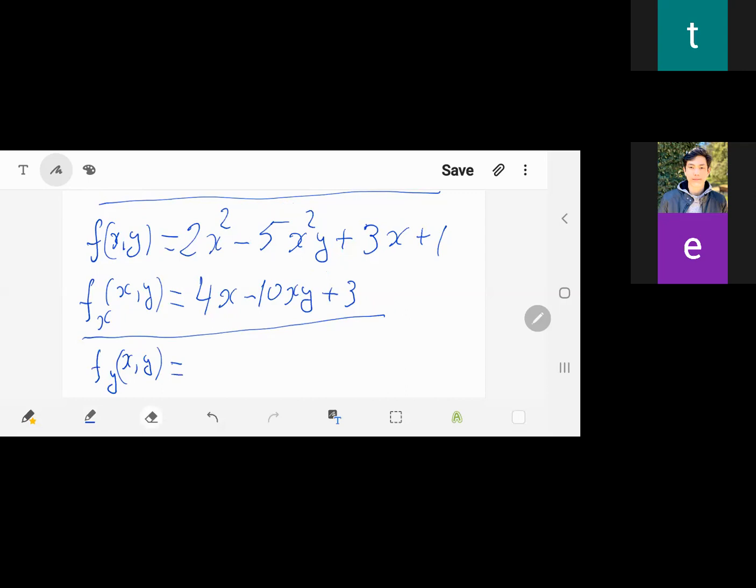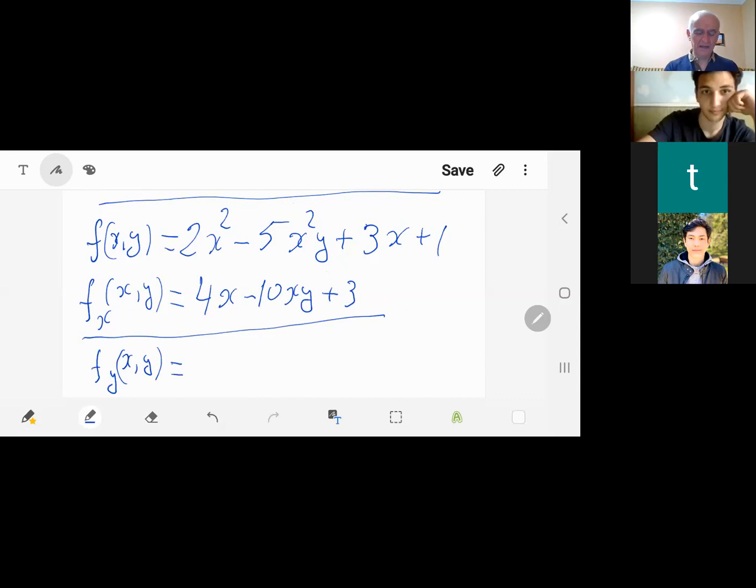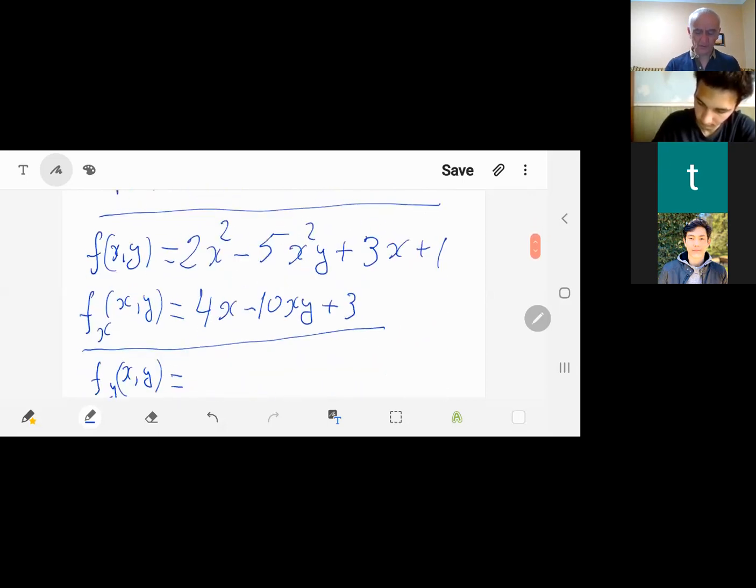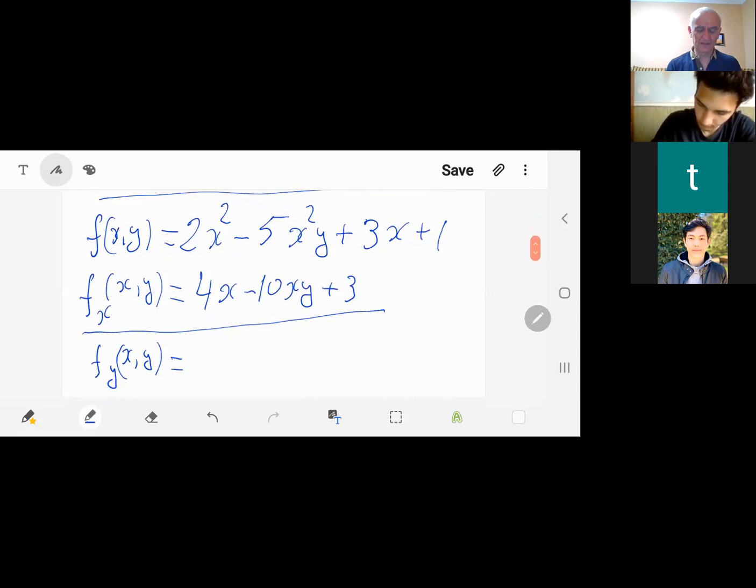So we need to find the partial derivative with respect to y. It means in this case x is constant. X is constant, so 2 times x squared, the first term, is constant. So the derivative of 2 times x squared will be 0.